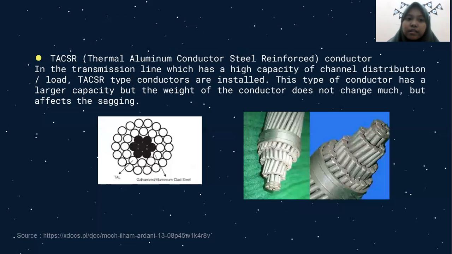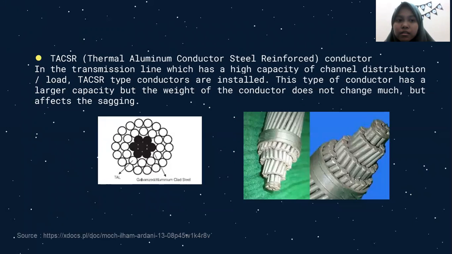And number two is TACSR conductor, or thermal aluminum conductor steel reinforced. In the transmission line which has a high capacity of channel distribution or load, TACSR type conductors are installed. This type of conductor has a larger capacity, and the weight of the conductor does not change much, but it affects the sagging.